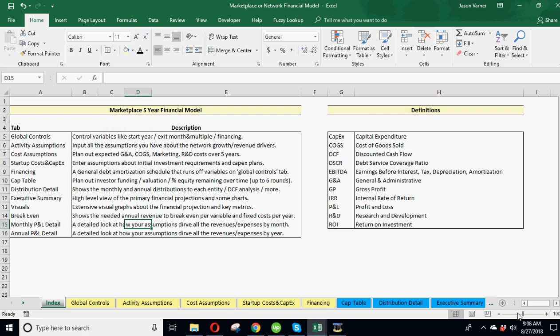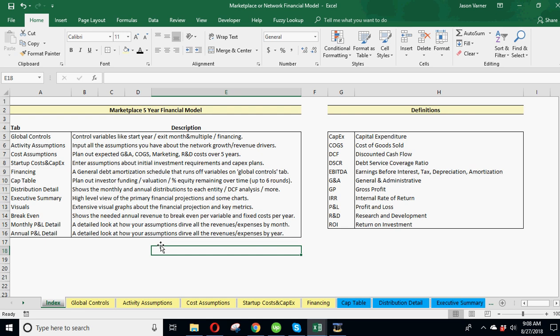Happy Monday morning. It's 9 a.m., end of August. I've got a brand new financial model, full model. Got some stuff I've never added before, like a cap table and distribution details up to six investment rounds, varying months, varying amounts, varying valuations. Really cool stuff. So this is a marketplace model, and it could be a marketplace or network.